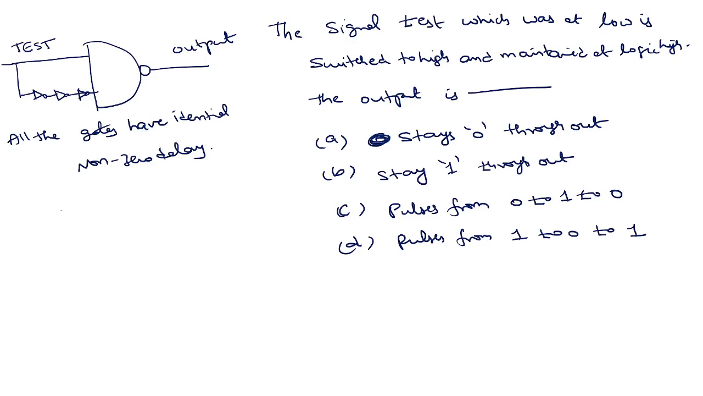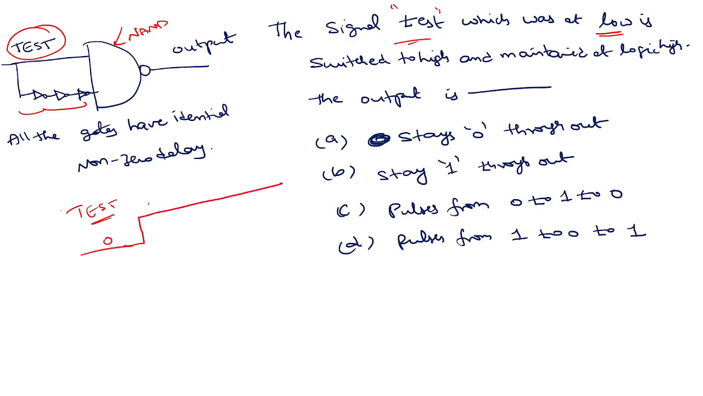This is one of my favorite problems because it comes with some real-time resemblance. There are three NOT gates and then there is an AND gate, and the signal test. This is the signal test, which was at low initially. You switch it to high and maintain it high. What will happen to the output?